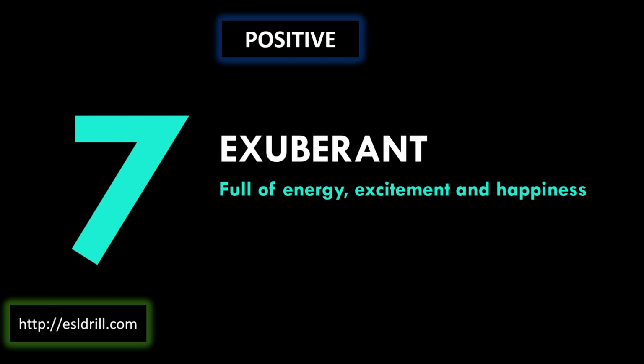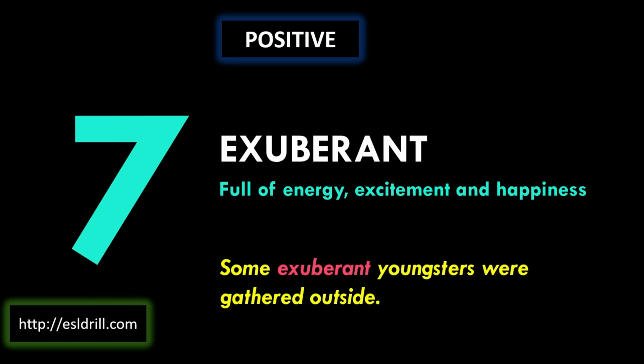Now let's have this in an example sentence. Some exuberant youngsters were gathered outside. I need not explain. You can understand this from the example. It means here, youngsters who are full of energy, excitement and happiness were gathered outside. This is positive. Shall we have the next one, the eighth one?